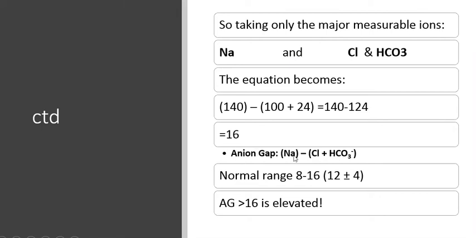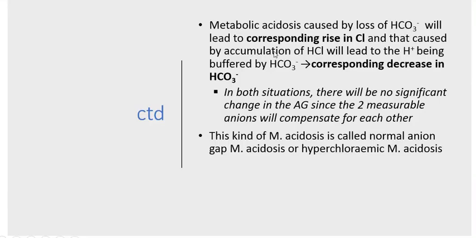So this is the formula for anion gap. You have to memorize it. Anion gap is equal to sodium concentration minus the sum of chloride and bicarb. So if it's greater than 16, then we say anion gap is elevated. Anion gap is used to differentiate between the causes of metabolic acidosis. There are some causes of metabolic acidosis that go along with raised anion gap. There are others that go along with normal anion gap.